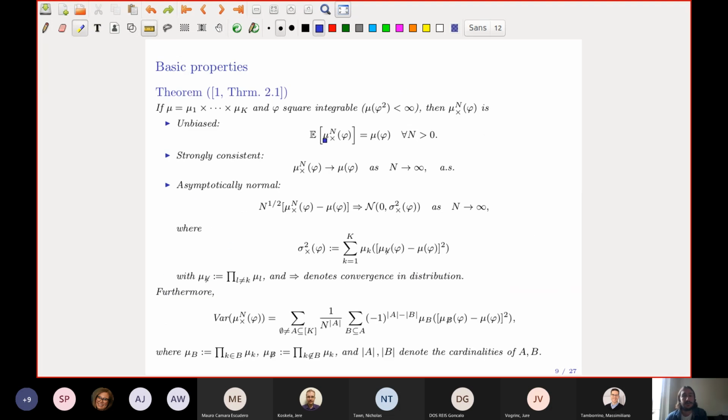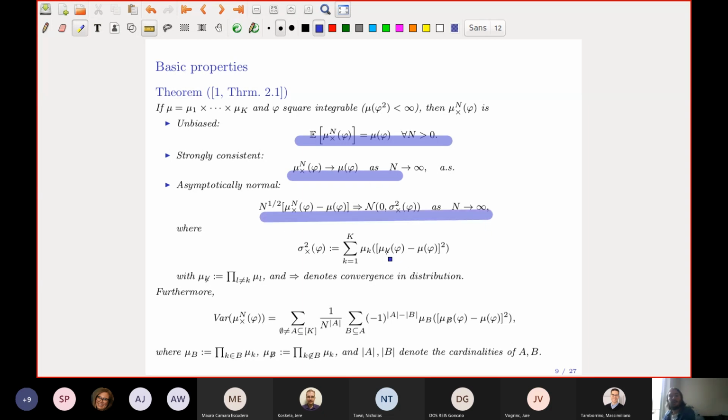Okay, so I said that these product form estimators are well defined and sensible, and what I mean by that is that if your target is product form and your integrand is square integrable, although most of these things also hold if it's integrable, then you find that the estimator is unbiased, strongly consistent, asymptotically normal. You can find expressions for its asymptotic variance and also for its finite sample variance.